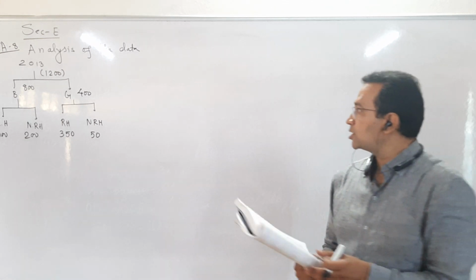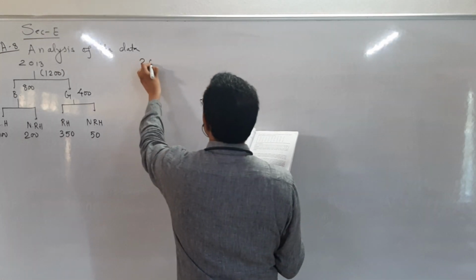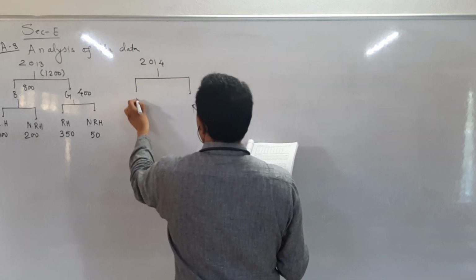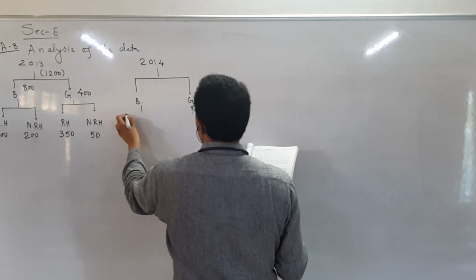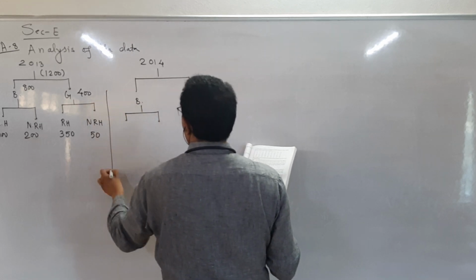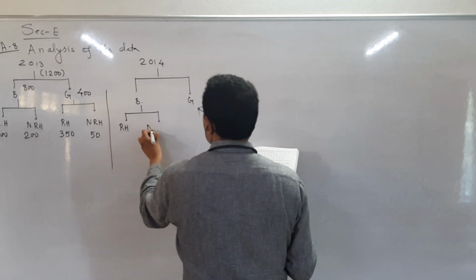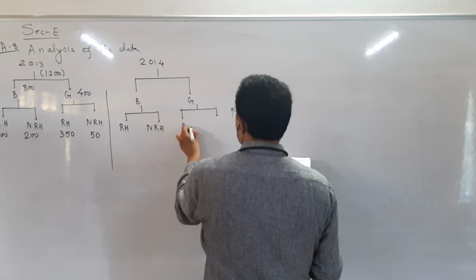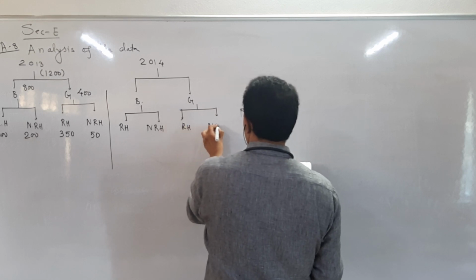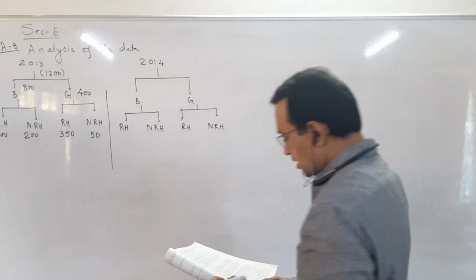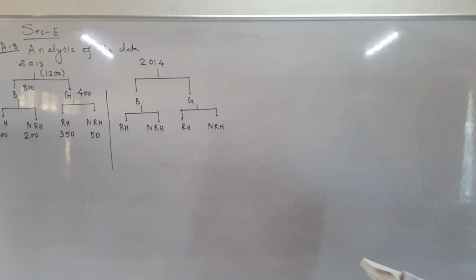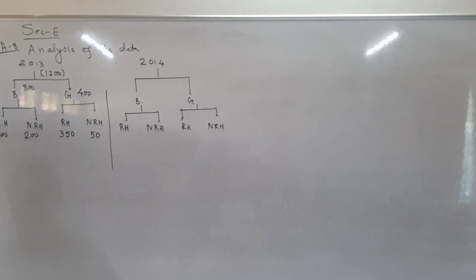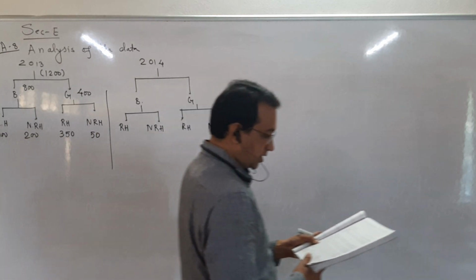Then in the year 2014, again layout will remain same. So these are boys, girls, then RH means residing in hostel, NRH means not residing in hostel, residing in hostel, NRH not residing in hostel. In the year 14, there was an increase of 20% in number of boys and 30% in number of girls.